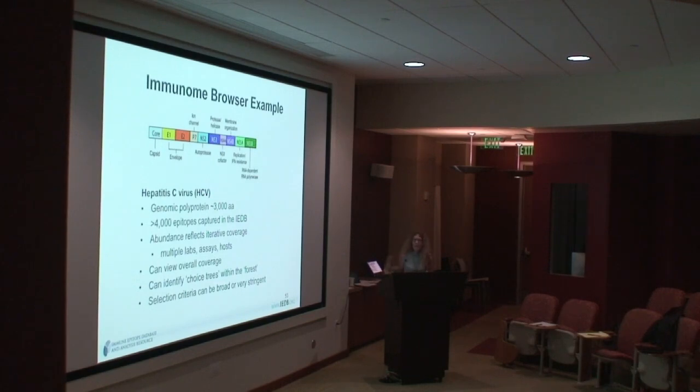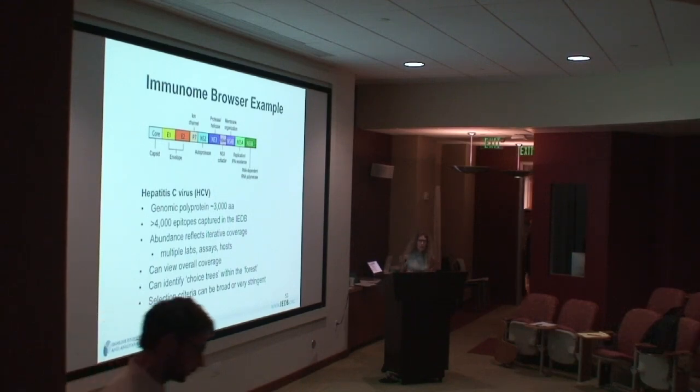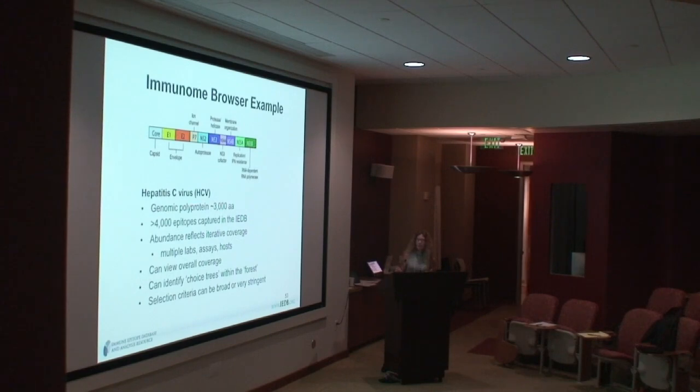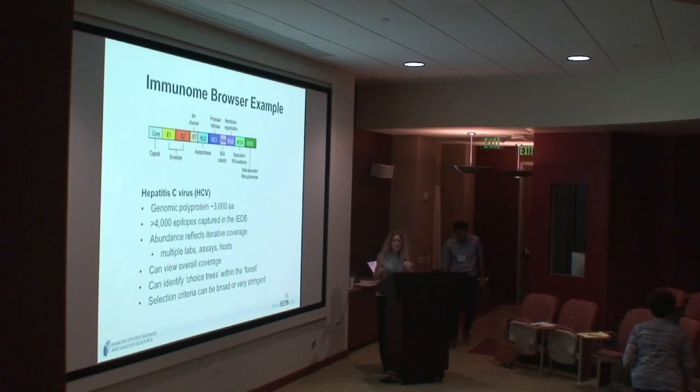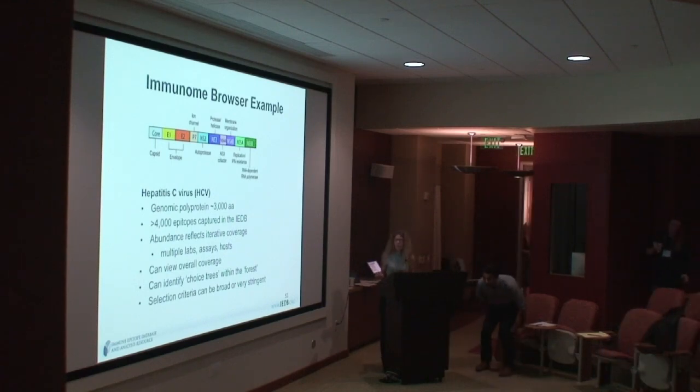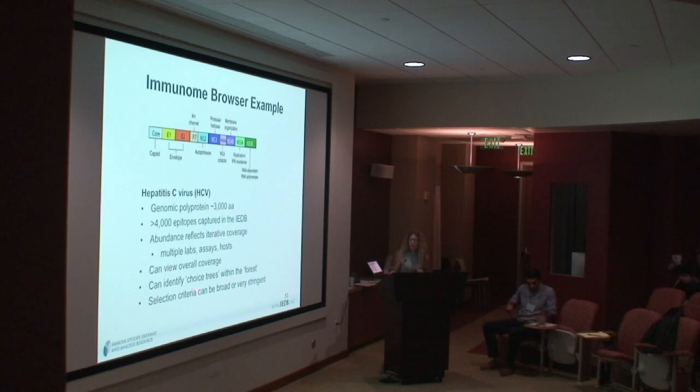So I'm going to do a demonstration. The demonstration we use is HCV. HCV is a virus that is extremely well covered. The genomic polyprotein is 3,000 amino acids, but if you do a query, you get a result of over 4,000 epitopes. Does that mean this is all crazy nonsense? No, it just shows the abundance. So there's iterative coverage. Many labs doing many different experiments in different hosts and different scenarios. And so you get an abundance of epitopes, so you get a lot of coverage.